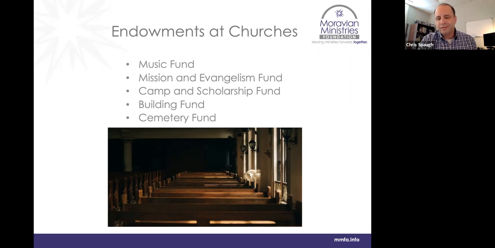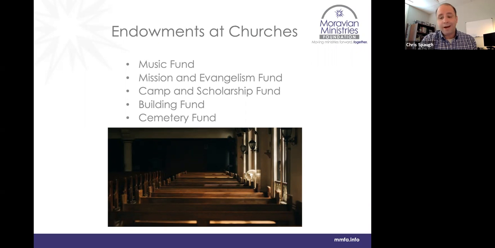Mission and evangelism, that kind of supports the local efforts to spread the good news, to reach the unchurched or deliver hope to those in need. So kind of your hands and feet of Jesus. That's the fund that does a lot of that. Camp and scholarship fund, this is literally what that is. It's scholarships for kids to go to camp. It could be scholarships for leaders to go and spend a week at camp, if there's a cost for them to have to do that.